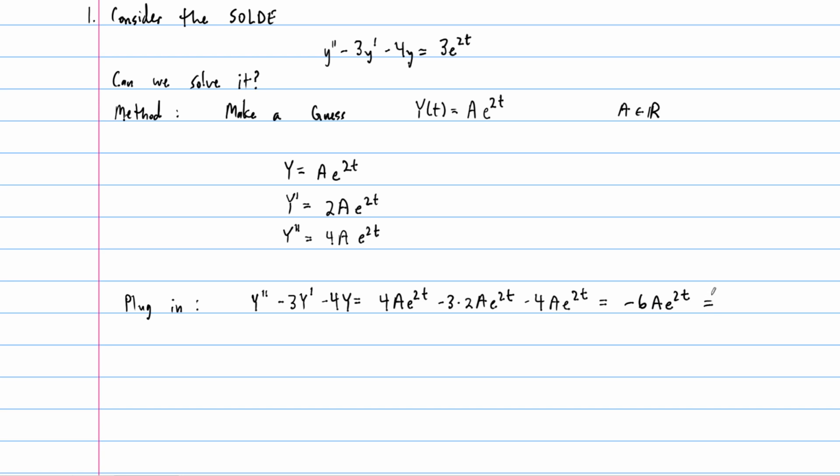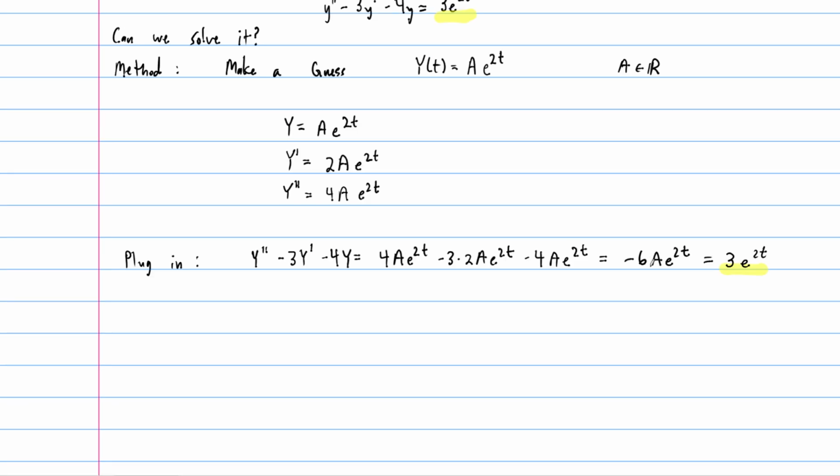But this is supposed to equal, from our differential equation, 3e to the 2t. So that's what's got to go here. And then we notice that we have an equation now where we can solve for this coefficient a, because we have e to the 2t on both sides. It's not 0, it's a positive function. Those cancel, and so this equation says a has to be negative 1/2 for negative 6 times a to equal 3. So there we go. We have determined the coefficient.